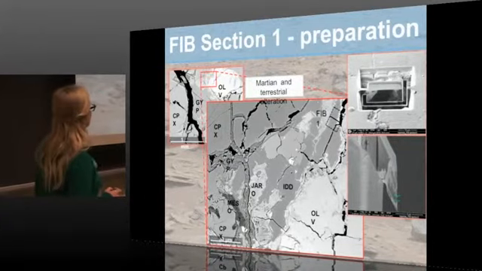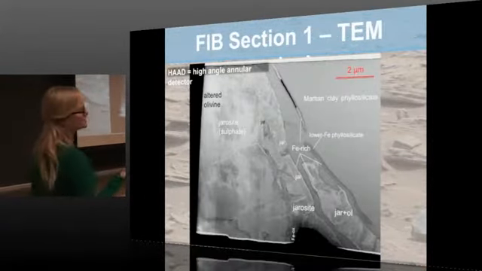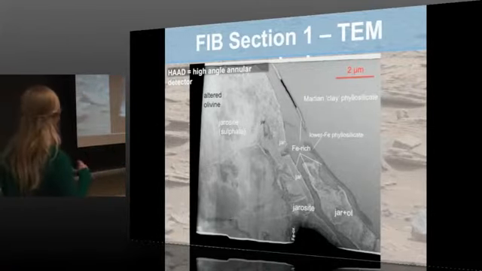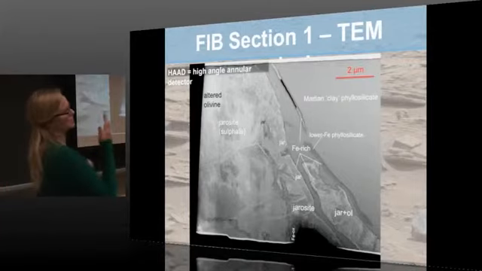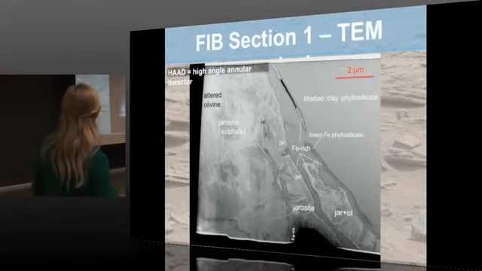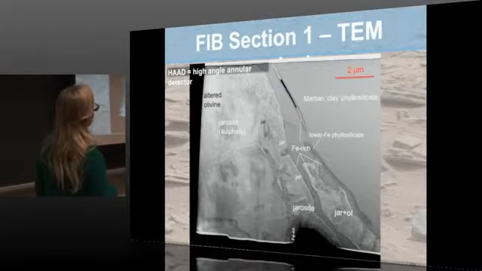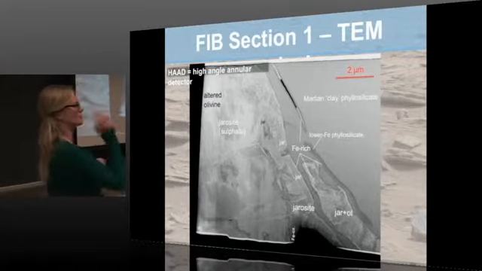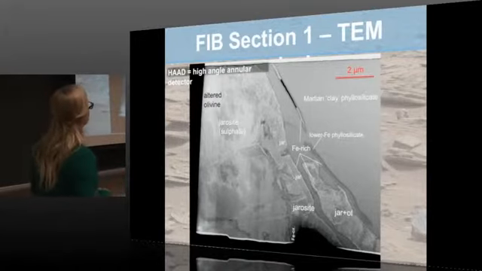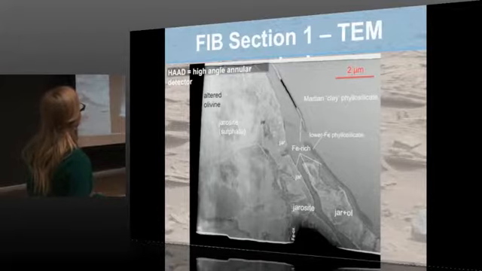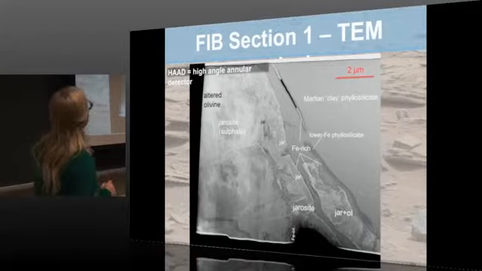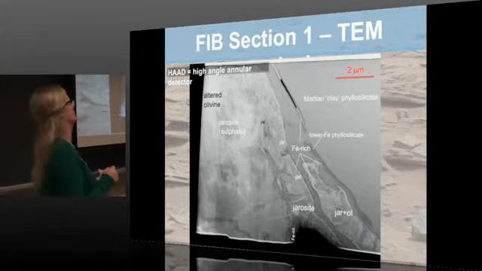Okay, so we've got our FIB section, and because it's so wafer thin, you can then put it in the transmission electron microscope, and it creates an image because the electrons actually pass straight through it. For this type of image, anything that appears bright is dense, because the electrons are being backscattered. Anything that appears a darker color is less dense, so more electrons get through. So here, we cut through an area that was partly Martian clay and partly terrestrial alteration.